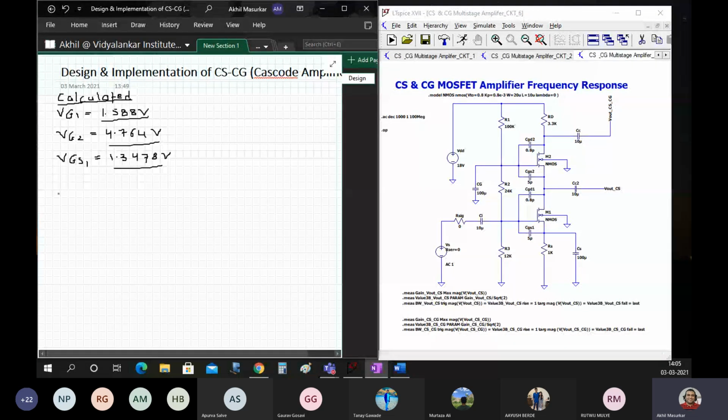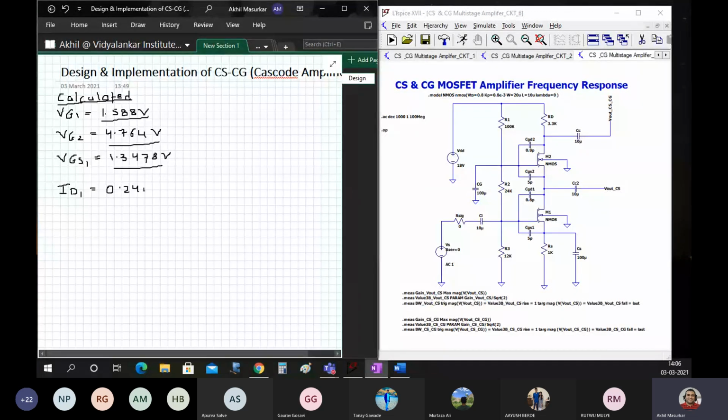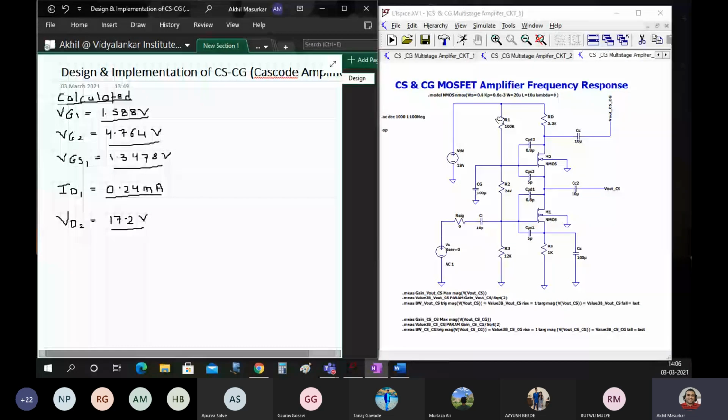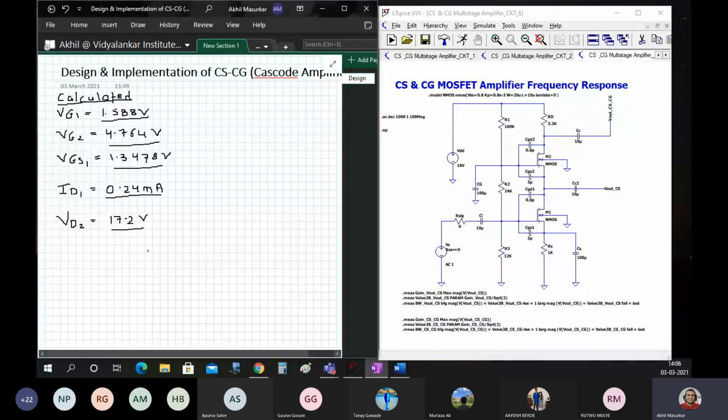From VGS1 we calculated ID1. So ID1 value is 0.24 milliamperes. All the calculations are already there in your book, so I am not recalculating it. Just for your reference, in case somebody has missed something, then he or she can use that. Voltage at drain 2 is 17.2 volts. Drain 2 is here, so this is the drain of the second transistor.